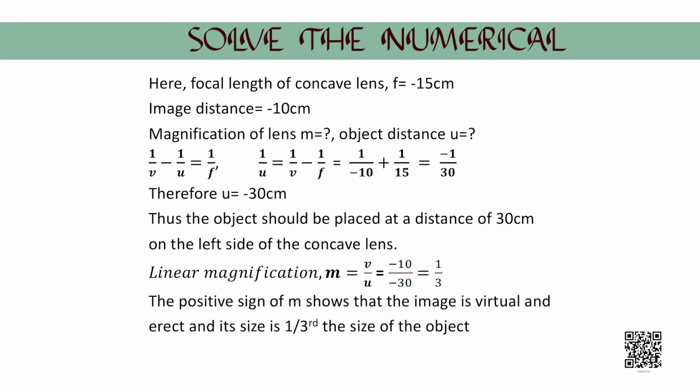Moving over to finding the linear magnification m given by the relation m equal to v by u equal to minus 10 upon minus 30 equal to 1 by 3. Therefore, the magnification turns out to be 1 by 3. The positive sign of magnification shows that the image is virtual and erect, and the size of the image is 1/3 the size of the object.